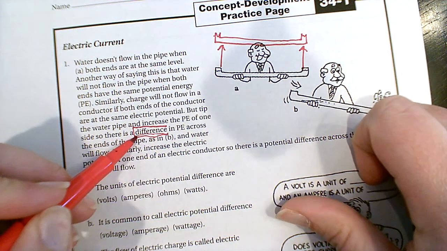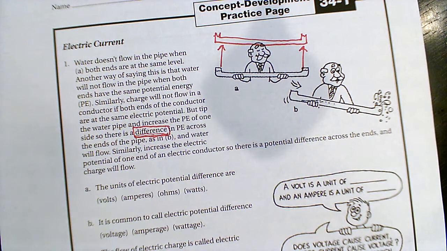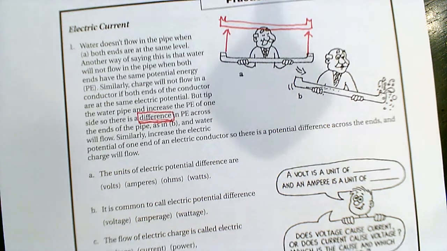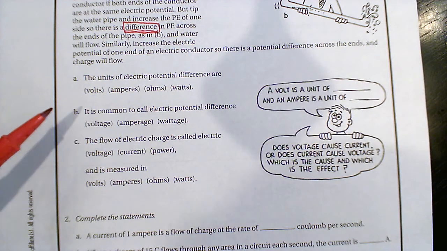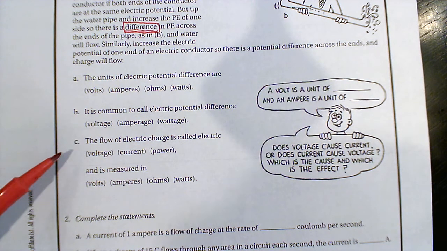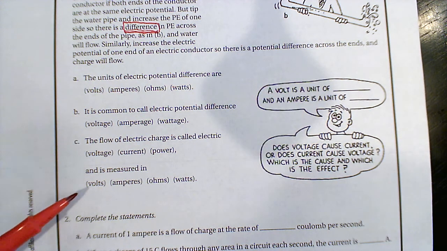The key idea here, I underlined it, is there has to be a difference. If I raise both ends, then they're both higher. There's not a difference between them. So you kind of got to think about that a little bit. All right, so I'm going to do A and B. I'm going to ask you to do C and D here.